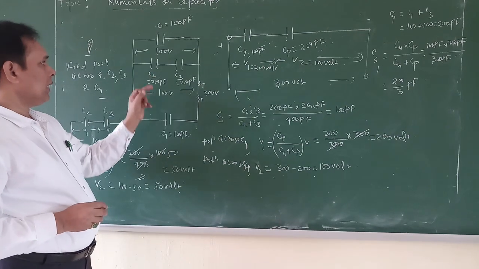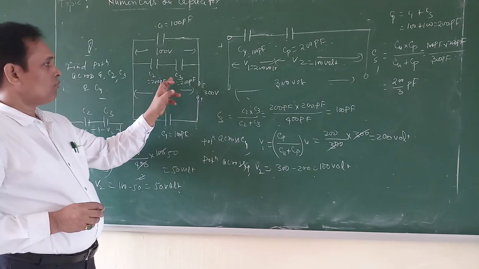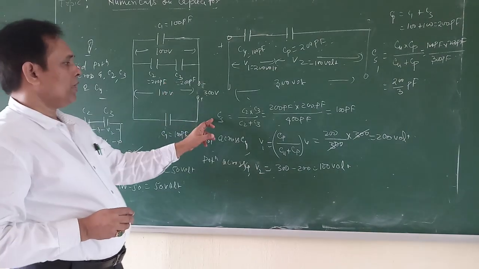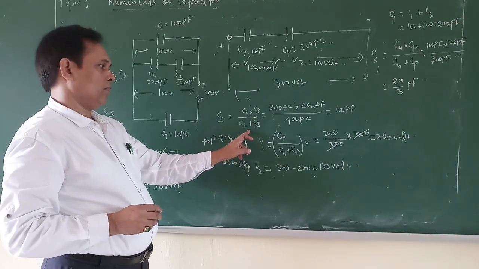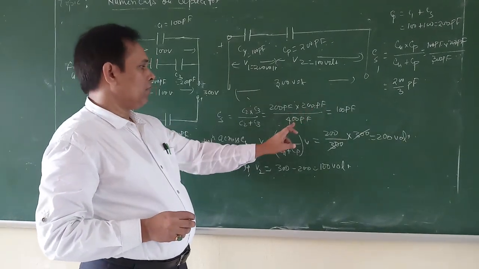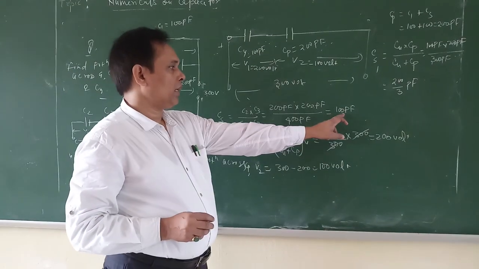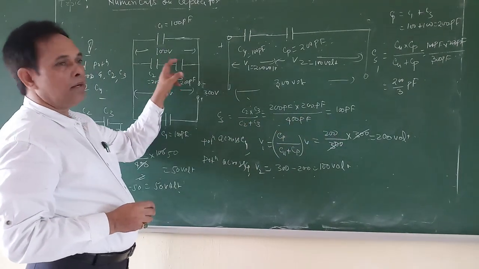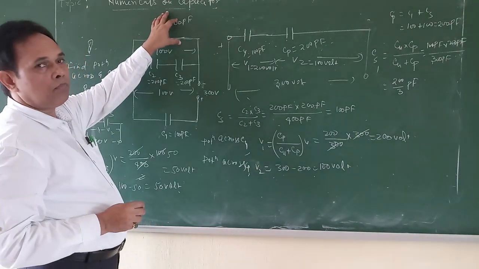It is very clear that C2 and C3 are connected in series. So first you find the equivalent of these two, C2 and C3. In series grouping, the formula is CS equal to C2 into C3 by C2 plus C3. So 200 picofarad into 200 picofarad divided by 200 plus 200, that is 400 picofarad. On solving it you will get 100 picofarad. So this becomes 100 picofarad, and this is 100 picofarad and this is again 100 picofarad.